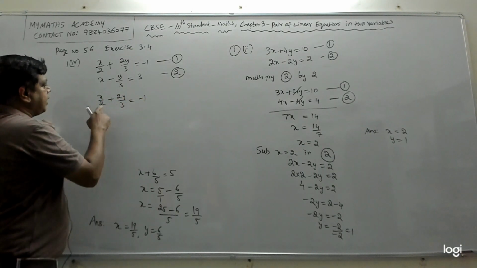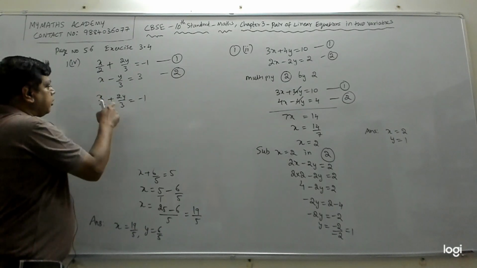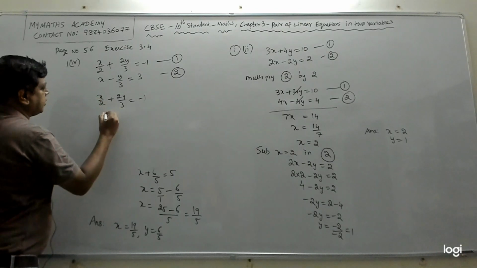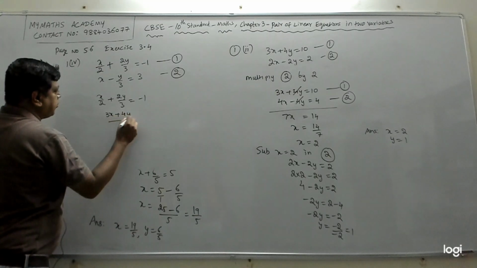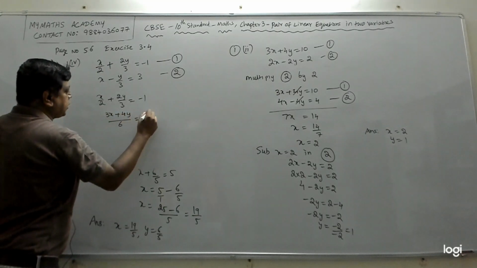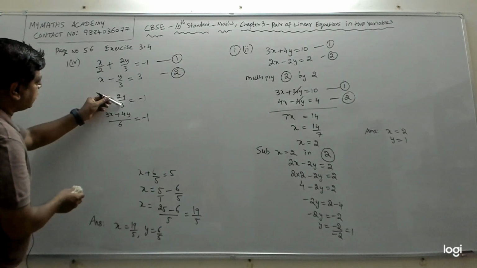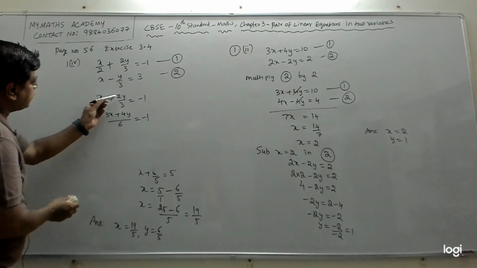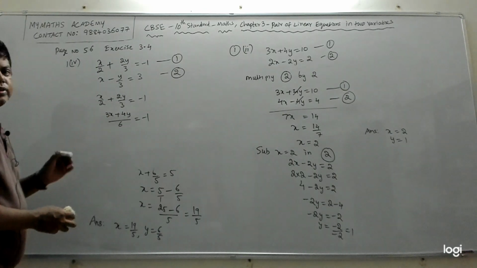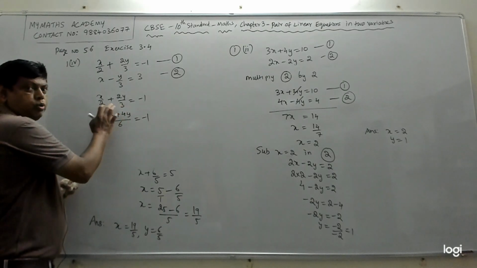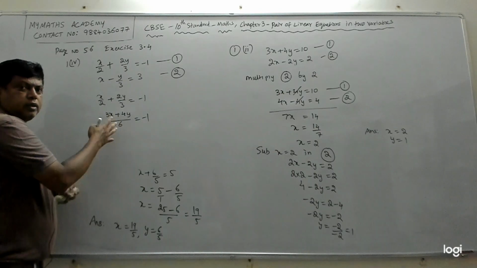Now let's try to take the LCM between these. Let's try to add them. You can take the LCM, or you can do it like this. So x into 3 is 3x, plus 2 into 2y is 4y, by 2 into 3 is 6, equal to minus 1. I told you how to add fractions. This into this is 3x, plus this into this, 2 into 2y, 4y, divided by 2 into 3, the denominators, 6. Or you can do your normal fraction addition by taking the LCM of 2 and 3 as 6. You will get the same answer.